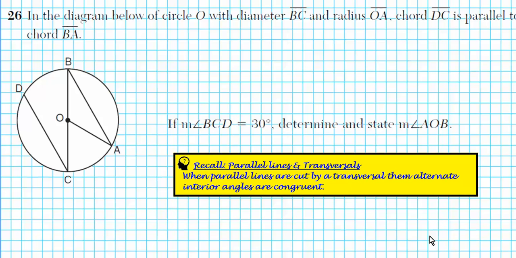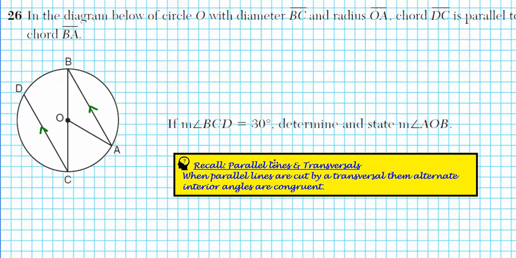It reads, in the diagram below of circle O, with diameter BC and radius OA, chord DC is parallel to chord BA. Question. If measure of angle BCD is 30 degrees, determine and state the measure of angle AOB. Okay, so let's go ahead and annotate our diagram based on information given. The label that I'm going to place on the graph, just one of them, is the fact that DC is parallel to BA. So DC, the segment, is parallel to BA.